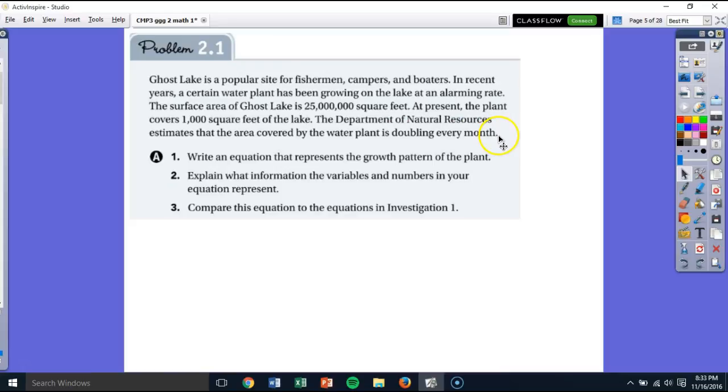Okay, doubling every month. So, some things to think about here. First of all, in part A, question 1, they want you to write an equation that represents the growth pattern of the plant. Now, there's a few things we need to think about to come up with this equation. First, is the area of the plant growing exponentially? It says it's doubling every month. Is that exponential growth? And then how do you know that?